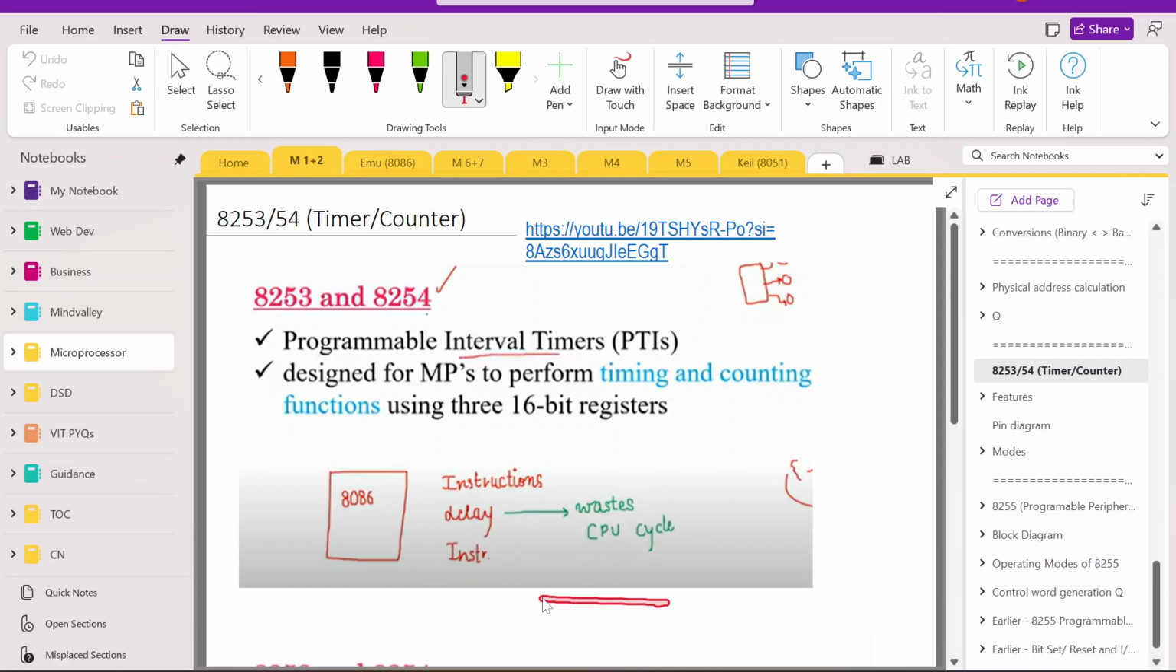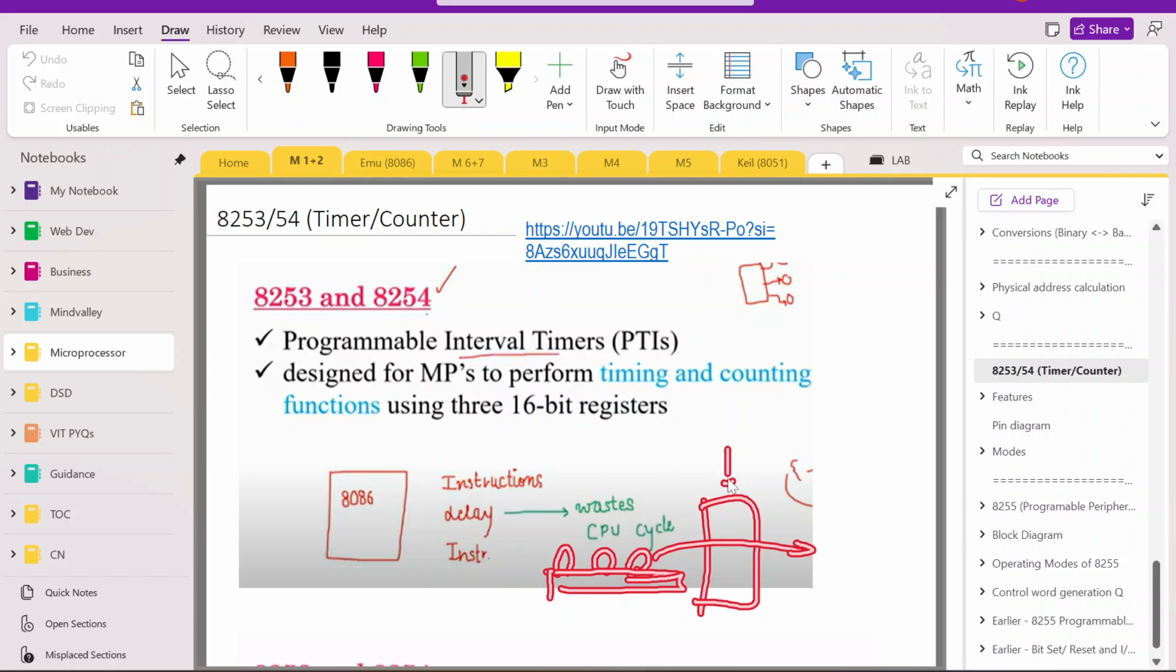Counter is just like there is a conveyor belt and there are a lot of items coming over there through this thing. So as one item passes by, it will count one. Another goes by, it will count two. Another goes by, it will count three. So this is how counter works. This is the basic idea.